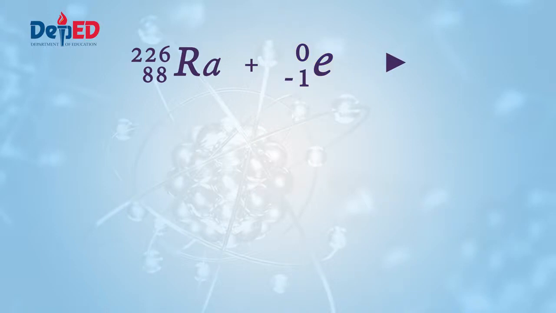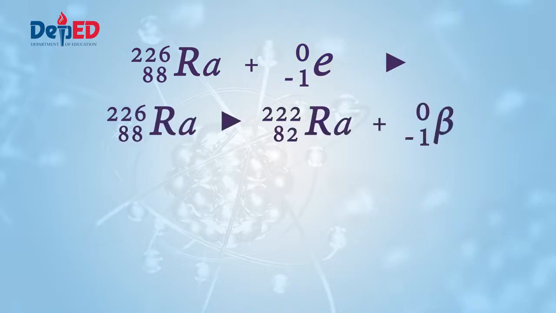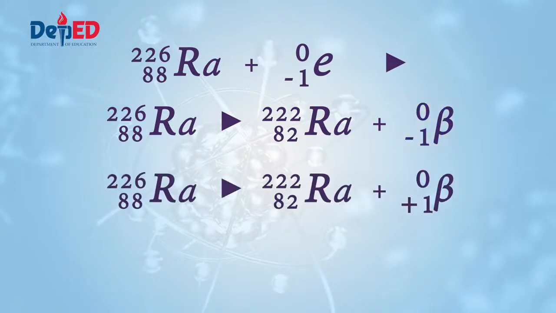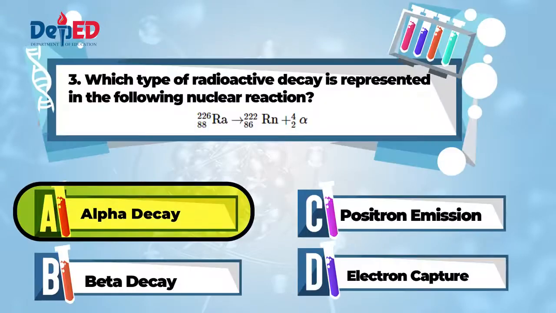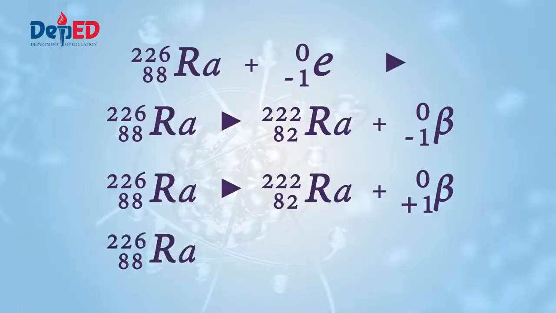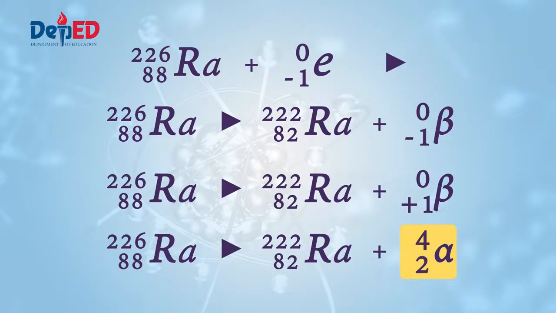I don't think it's beta decay because if it is beta decay, then the beta particle should have been emitted. And also, it is not a positron emission because if it was, a positron should have been emitted. So my answer is A, alpha decay. As you can see, an alpha particle is emitted. An alpha particle has 2 protons and 2 neutrons, just like the helium, but it does not have electrons.